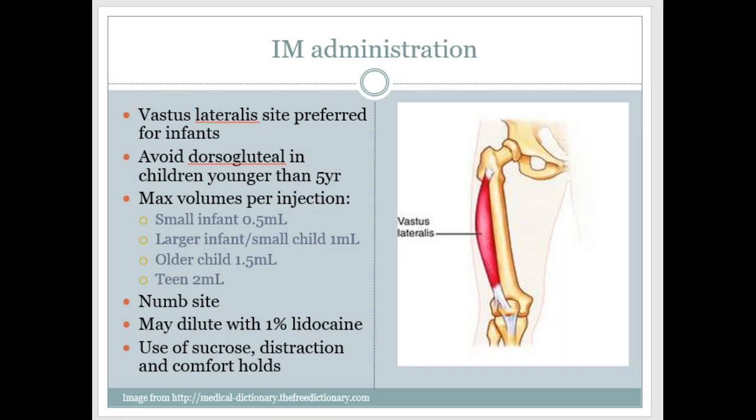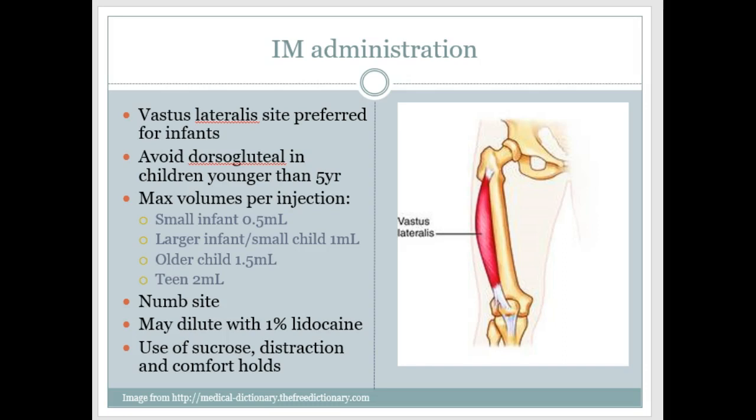Ideally, we'd like to avoid injections into the butt for kids if at all possible, just because sometimes it's associated with a punishment, and we don't want that misconception. Kids' muscles are smaller, so the volume of medication that you can inject into a muscle is going to be smaller. For infants, just 0.5 ml, then moving up to 1 ml, 1.5 ml for an older child, and 2 ml for a teen. If the volume of medication exceeds the max volume per injection, you do need to split your volume into multiple injections.